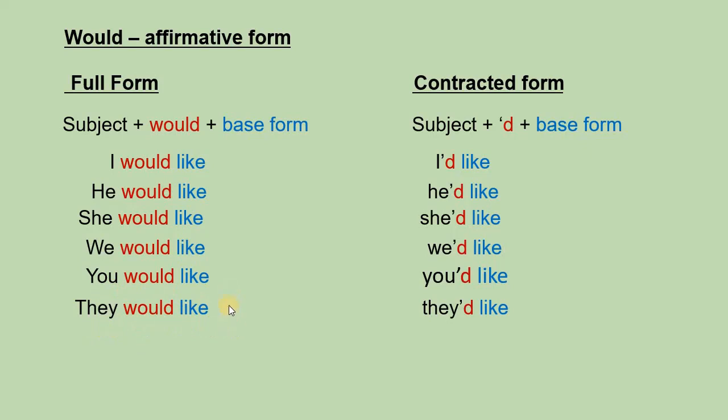And the contracted form is subject plus apostrophe D plus base form. So a very small change, and here is the pronunciation. I'd like, he'd like, she'd like, we'd like, you'd like, they'd like.